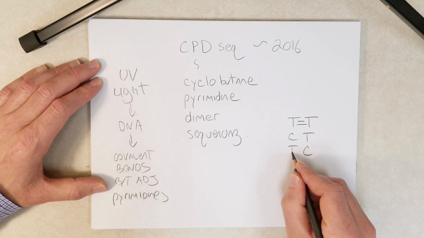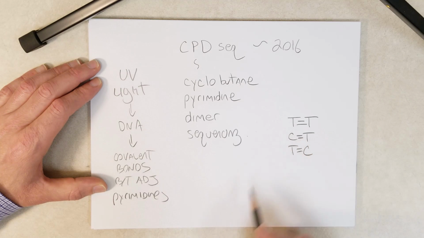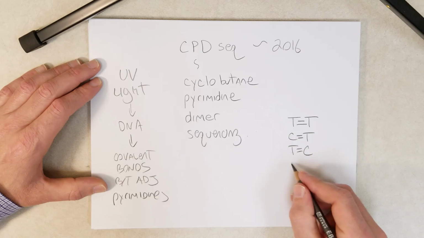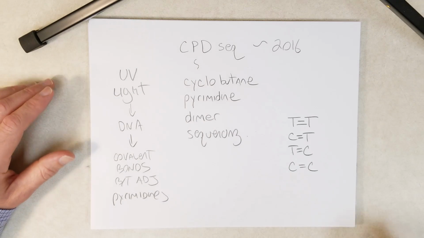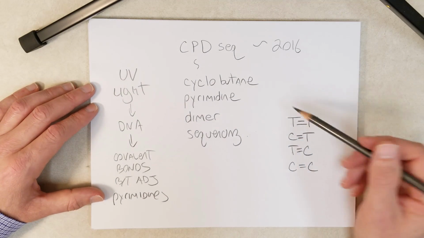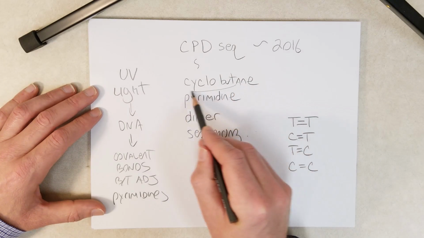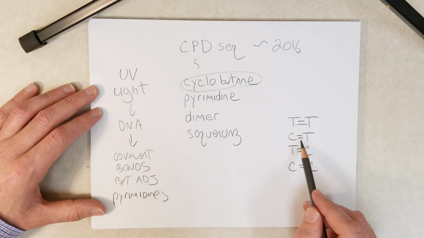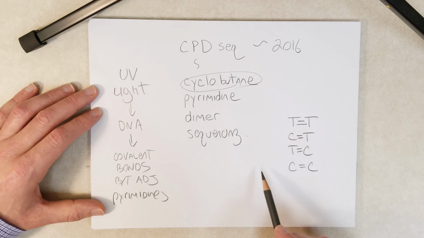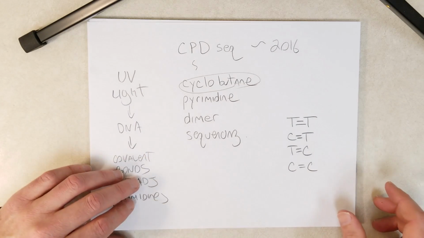T can be on the 5' side, C on the 3' side. Again, we can get covalent bonds formed between those. Also between two C's. Now, I'm going to show you some structures in a little bit, and we'll see where this cyclobutane comes from. But essentially, when these covalent bonds form between the nitrogenous bases, it causes problems in the DNA.